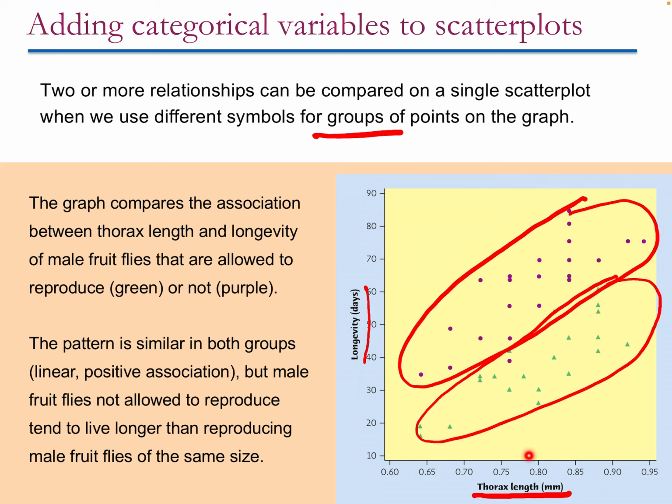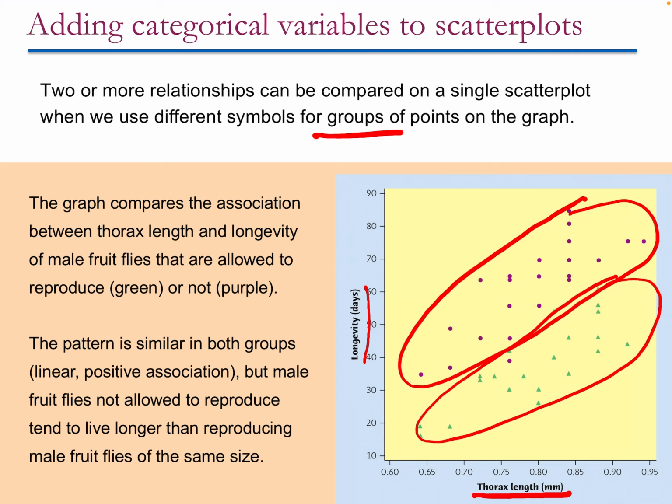So for a given thorax length, say 0.75 millimeters, fruit flies that reproduced tended to live less long than fruit flies that did not reproduce. Fruit flies that did not reproduce lived longer for a given thorax length than fruit flies that did reproduce. And that's true at all different thorax lengths. So we have two different groupings here, two different categorical variables, those that were allowed to reproduce and those that were not, and we can see there's a relationship there.